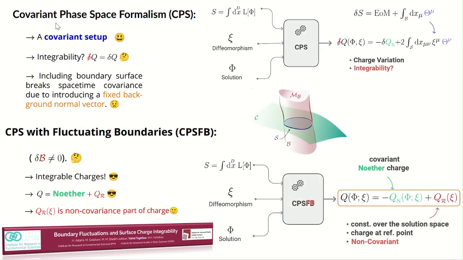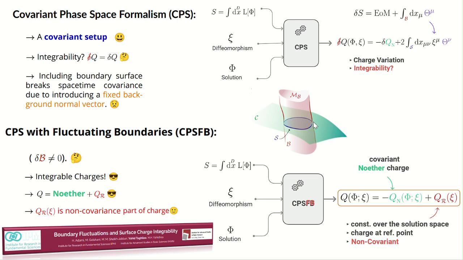The covariant phase space formalism provides a systematic framework for defining charge variation associated with symmetries. In a theory like GR, it takes a diffeomorphism as a symmetry and a solution and gives the corresponding charge variation. However, this framework has some limitations. It does not guarantee that the charges are integrable, and it assumes fixed boundaries, which breaks covariance slightly.